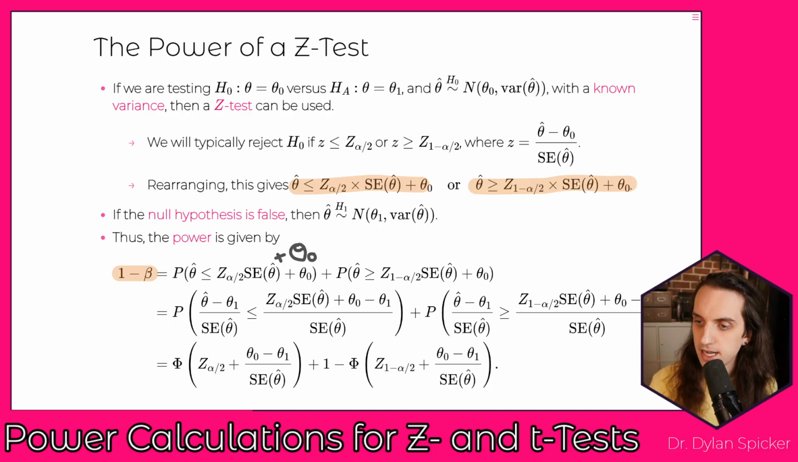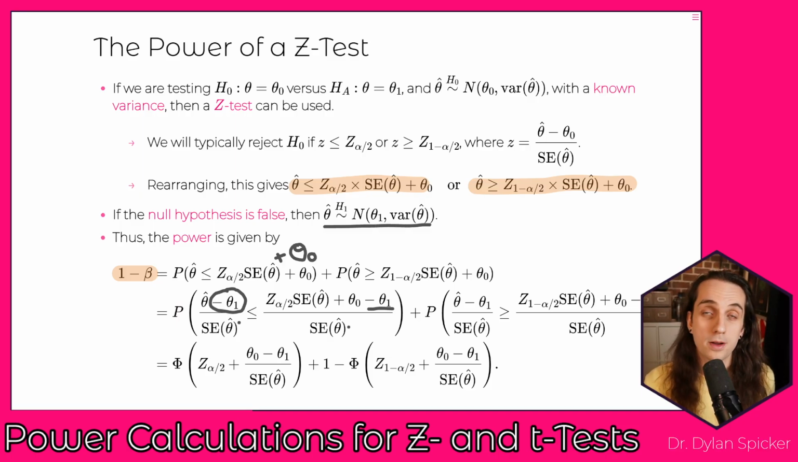And we know that theta hat is going to follow a normal distribution under the alternative hypothesis, rather. And so what we can do is calculate our standardized normal probabilities. So we subtract off the mean, which in this case is theta 1, if the alternative is true, divide by the standard error. We do the same thing to the other side of the inequality here, so we're subtracting off the mean, dividing by the standard error. In the second probability term, we're doing exactly the same thing. We subtract off the mean, divide by the standard error.